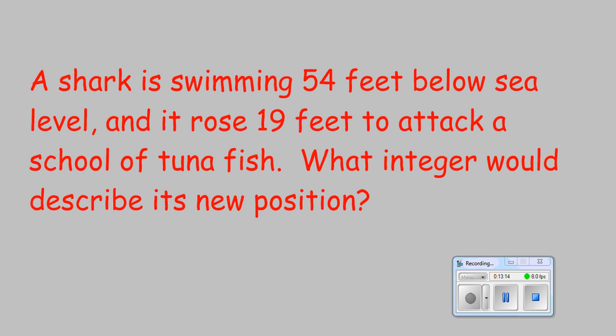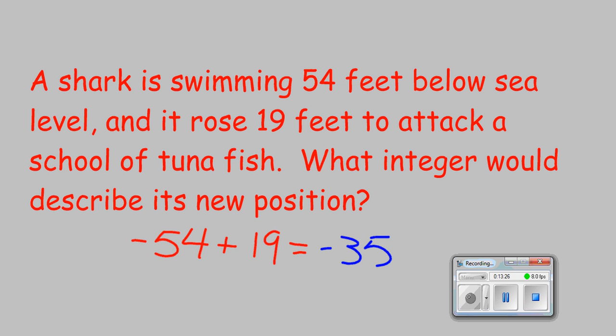A shark is swimming 54 feet below sea level. It rises 19 feet to attack some tuna. What integer would describe its new position? All right. So how'd you do? Negative 54 for below sea level, plus 19 for rising, and that gives us our answer of negative 35 feet, or 35 feet below sea level.